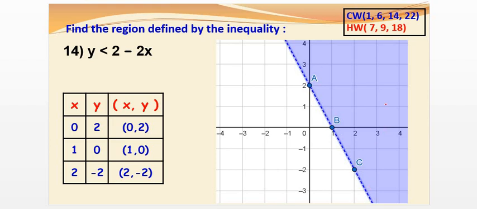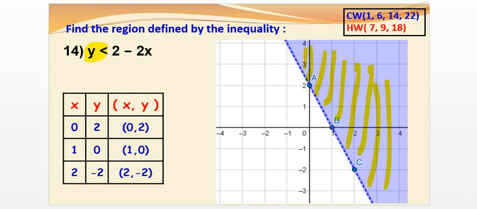Now where do we have to shade? We need all the less values of y. Less values of y. So where are the less values of y? All this white part is showing the less values of y. And here if you go from this one this way, all this side is having greater values of y.